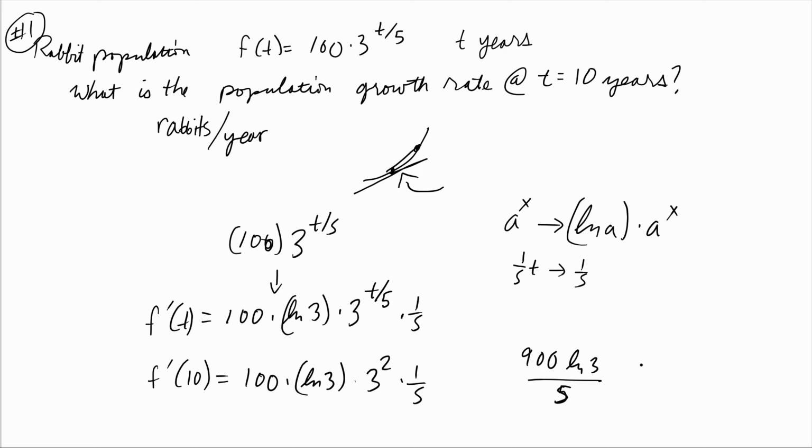So maybe, give or take, around 200-ish rabbits per year is the increase every year at that moment in time, just instantaneously. So if I went one year off, or if I took the average rate of change over that next year, from year 10 to year 11, that average rate of change would hopefully be close to the instantaneous rate of change. So the instantaneous rate of change right there would be an estimate for what that average rate of change would be during that year. So that was question number 1.